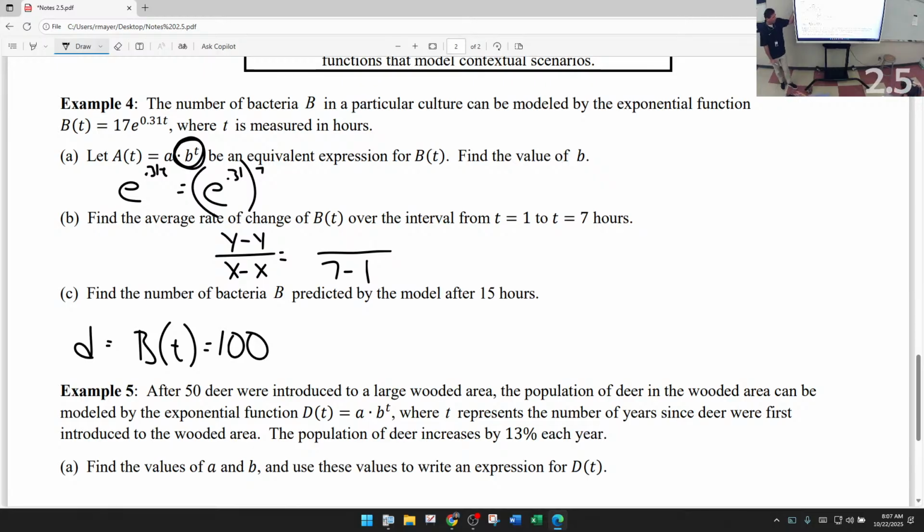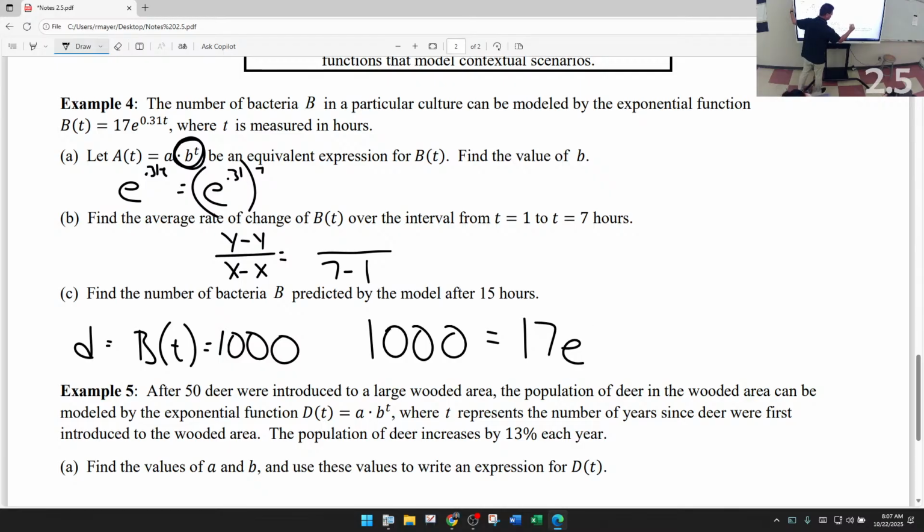Okay? All right, so there's 2 ways to do this problem right here. I think one is easier than the other. But then again, that's just the way I work. So I need 1,000 equals, and then I got, where is it at? 17 e to the 0.31 t. Okay? So there's 2 ways to do this. Leave that 17e^0.31t in y1 and put y2 as 1,000 and see where they touch.